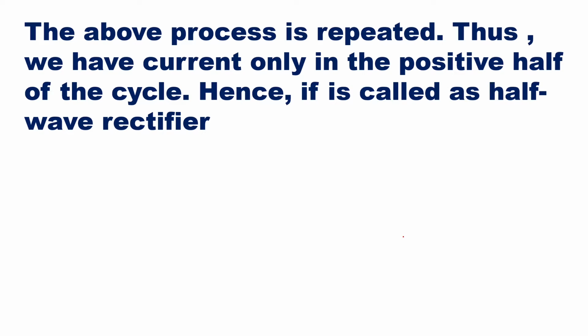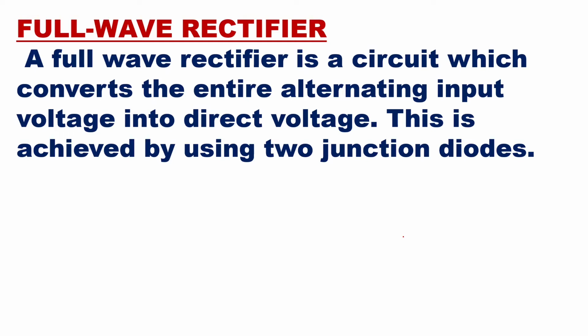And therefore it is called a half wave rectifier. Then we'll see what a full wave rectifier is. A full wave rectifier is a circuit which converts the entire alternating input voltage into direct voltage. This is achieved by using two junction diodes.